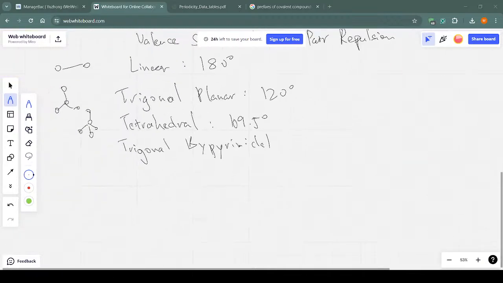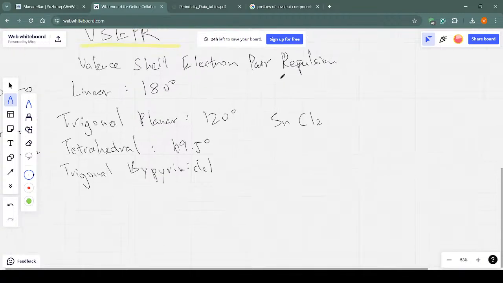SnCl2 would have... SnCl2, because it would be like... and then... right, tetrahedral.